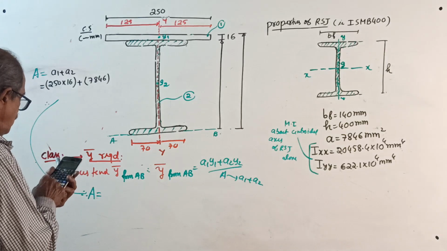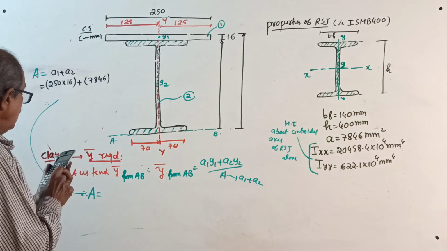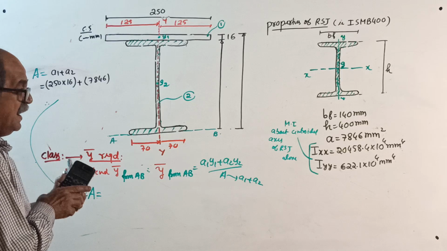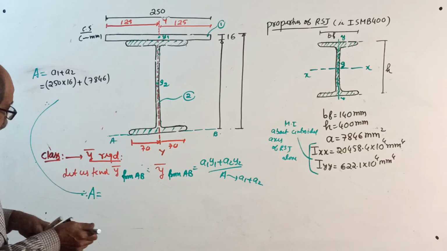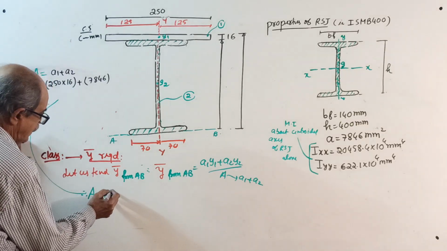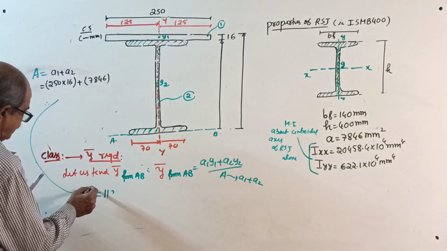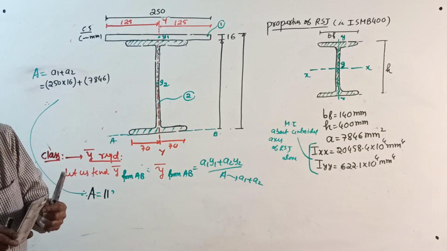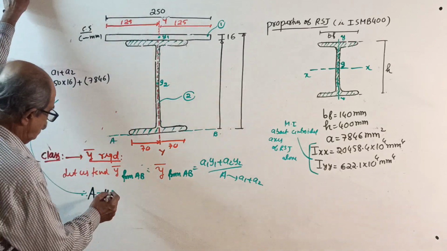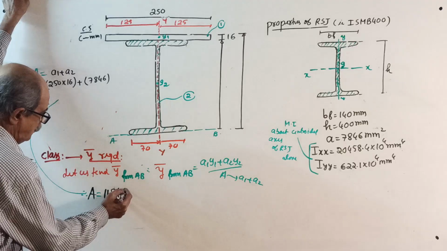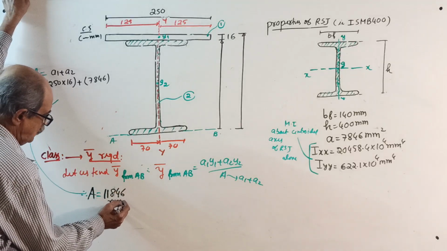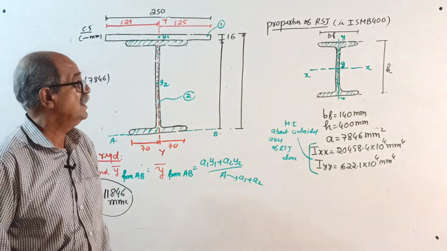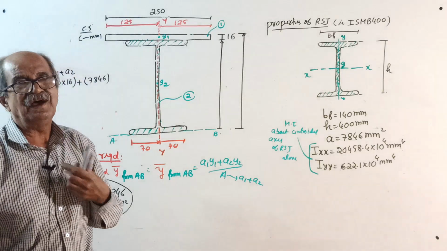Therefore, you write here your total area: total area equals 250 into 16 plus 7846, that is 11846 mm square. This is the total area. 11846 mm square is the total area. Calculate always. Make a practice, because in the column chapter you require area also. Anybody who can find moment of inertia can find area.